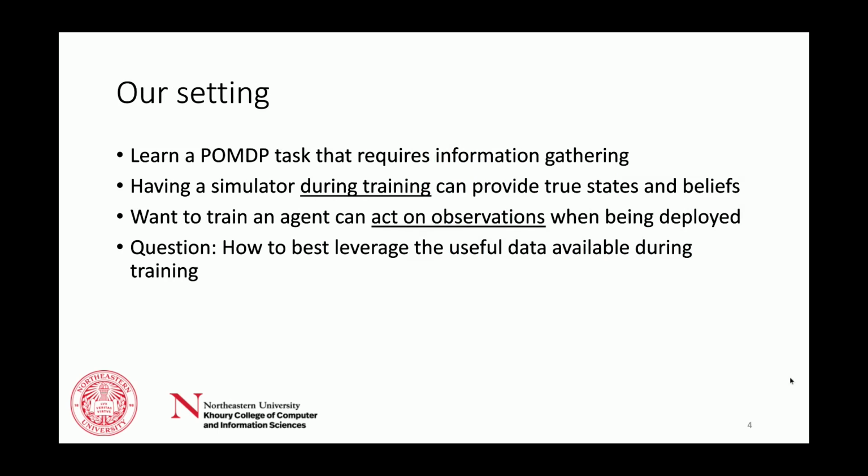About our setting, we have a POMDP task that requires information gathering to solve. We have a simulator only available during training, which can give us the full set, including the true states and the beliefs. We want to train an agent that will be deployed later where there's no access to true states or beliefs, only observations available.